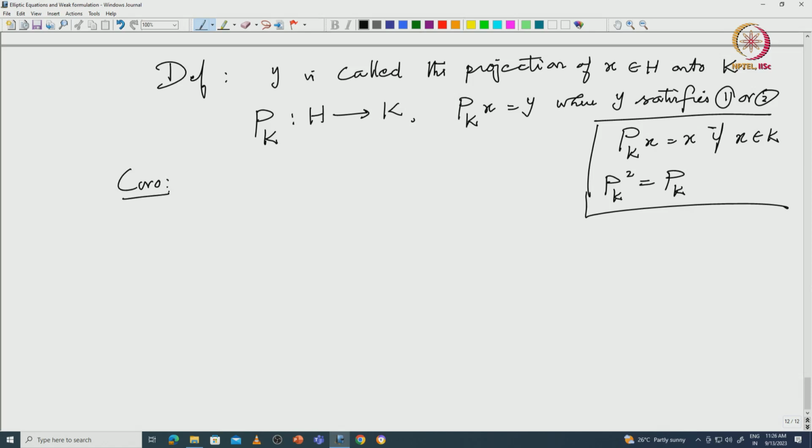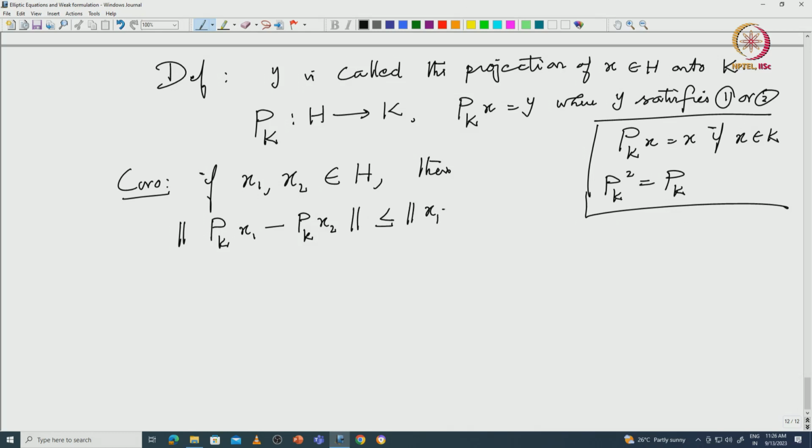There is an immediate corollary you can prove from the variational inequality. Pk reduces the distance between any two points. If x1, x2 belong to H, then norm of Pk of x1 minus Pk of x2 is less than or equal to norm of x1 minus x2. The proof is obvious and easy: apply the inequality.